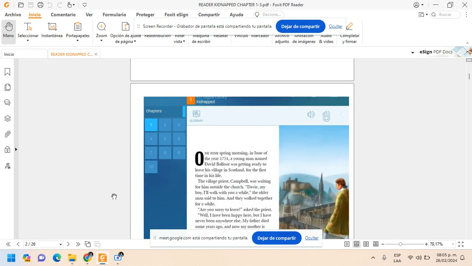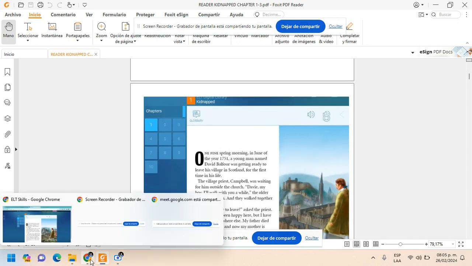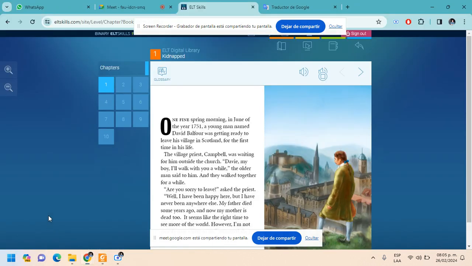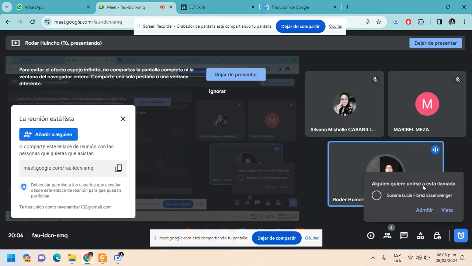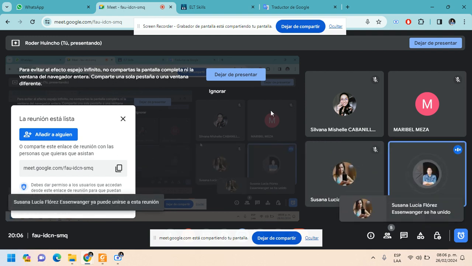If you pay attention to the material, we have to know some things in this part. As I told you, it has 10 chapters, okay? Son 10 capítulos. Capítulo in English is a chapter. We have 10 chapters, okay? And of course, for each chapter, we have activities.